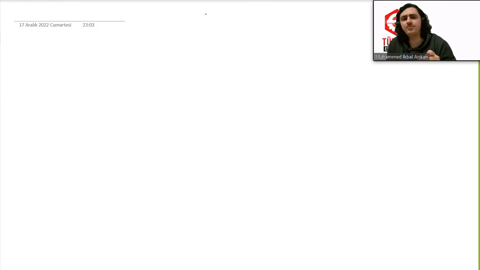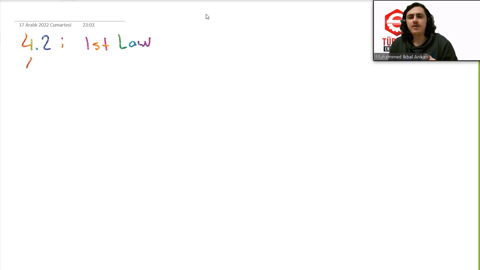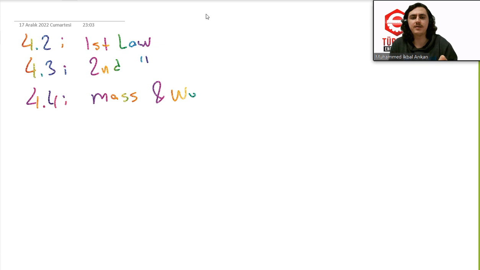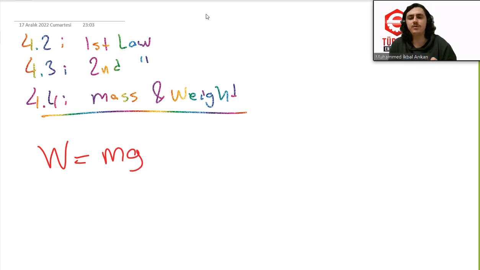Now we move to chapter 4, part 2. We studied the first law. The third part was the second law. And the fourth part will be just mass and weight. So we are now in this part. It will be easy, just weight equals mg. When you need to calculate the weight, you will multiply mass by g.